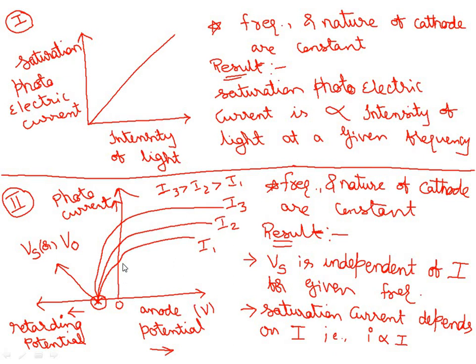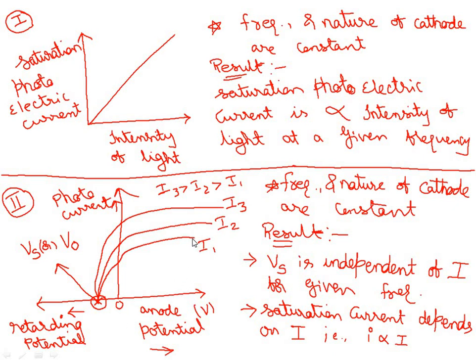Now let's look at the second graph. Keeping the frequency and nature of the cathode constant, but now I have changed the quantities. I have taken photo current along the y-axis and anode potential that we are applying along the x-axis. Now I am going to change the intensity of light. When I change the intensity, the maximum saturation current value also changes, because they are proportional.